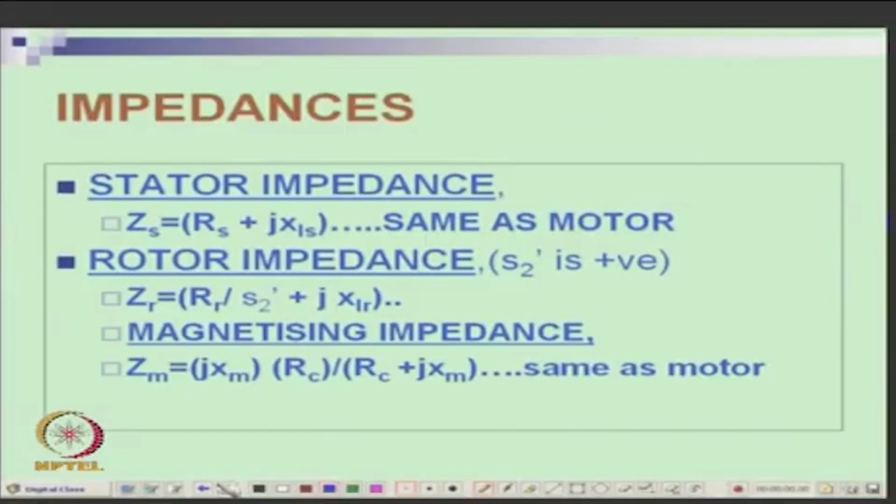So, performance equations we summarize: stator impedance is the same as motor. Rotor impedance R2 dash by s is positive now. Magnetizing impedance is the same as motor. I am writing the equations in the generating mode.